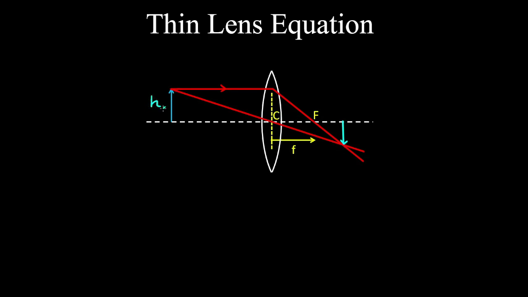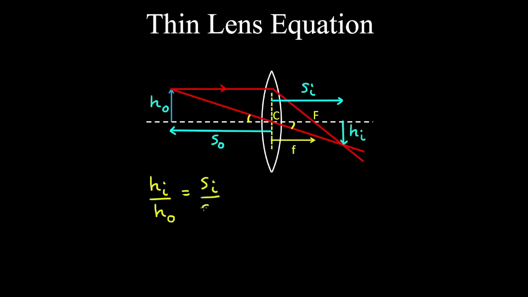So if we take HO as the height of the object, and HI as the height of the image, and the distance from the optical center to the object as SO, and from the optical center to the image as SI. So because these two angles are equal, then the triangles are similar. So the ratio of the height of the image to the height of the object is equal to the ratio of the distance to the image on the distance to the object.